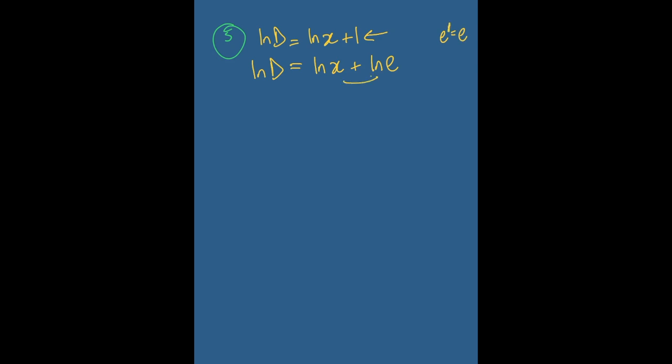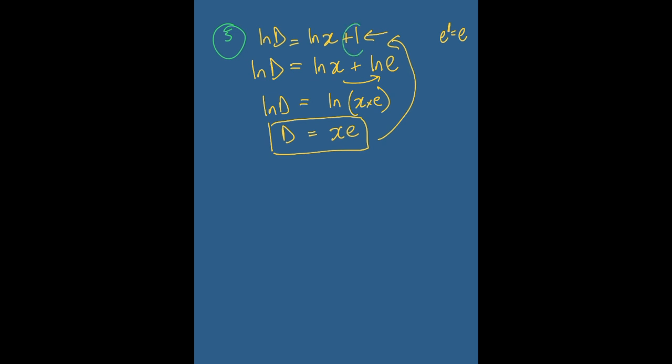So if this is plus, then we can just use the log law of x times e. Therefore, d must be equal to x times e. And that's how we express that equation. That's exactly the same as that. Does that make sense? So I'm just using different log laws here, but I needed to recognize that I could express that as that.